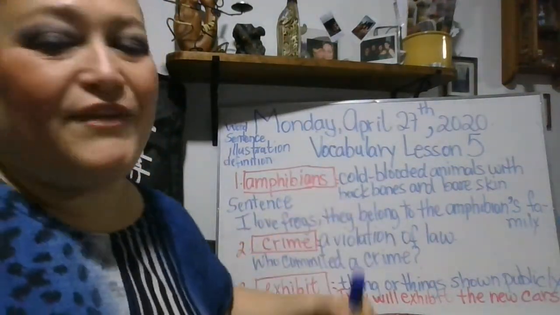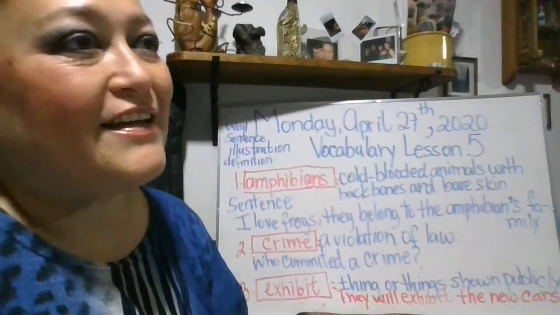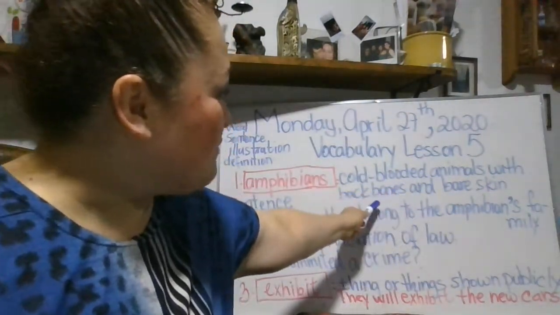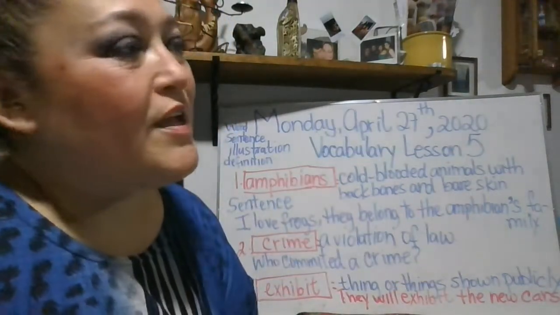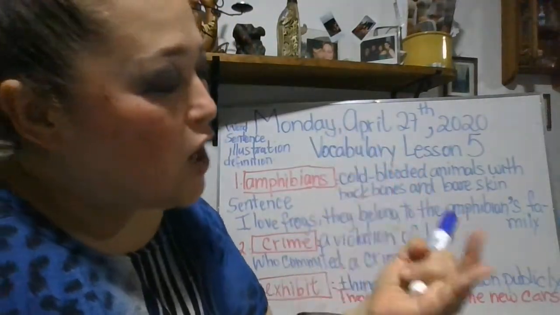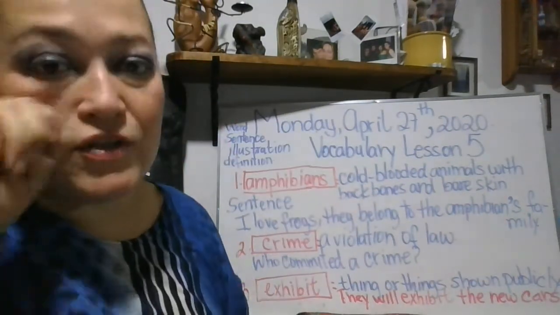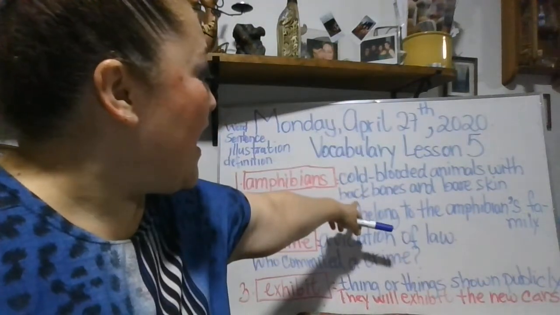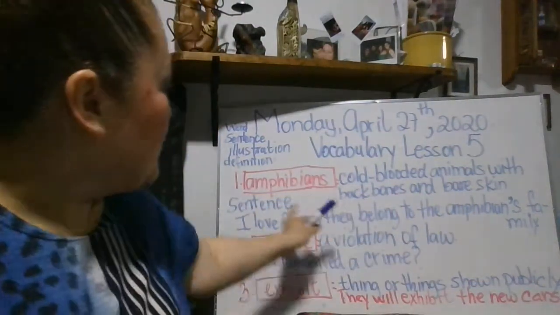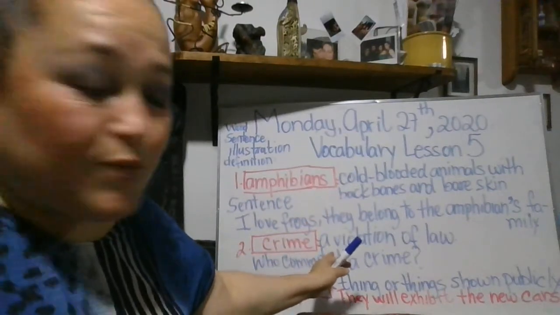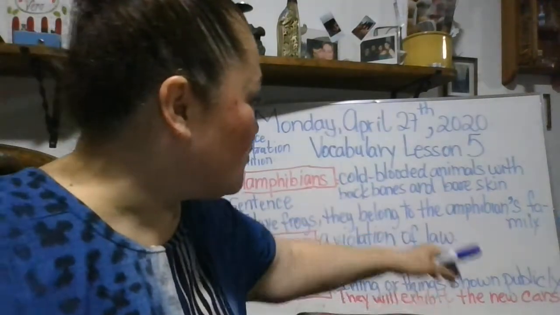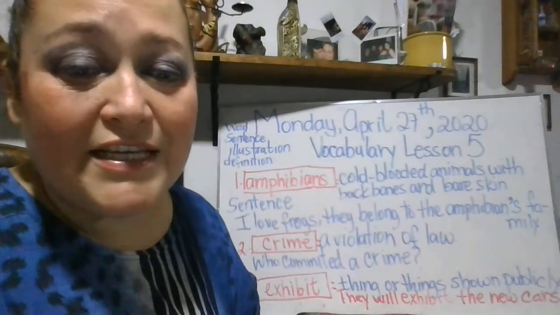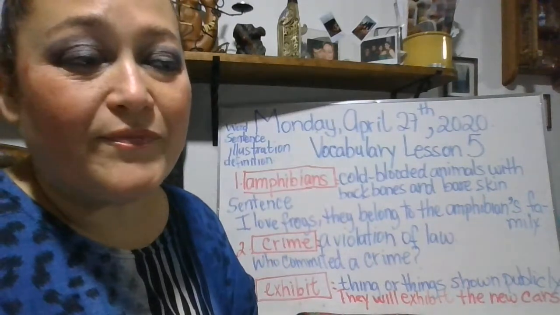And the first one is amphibians. I love amphibians, guys. I love to talk about science. Amphibians are cold-blooded animals with backbones and bare skin. Amphibians are frogs, toads, and salamanders. Those are amphibians. They have backbones, okay? A sentence that you can use with amphibians is I love frogs. They belong to the amphibians family. Okay? Remember, you have to illustrate your sentences. You can do it very nice.